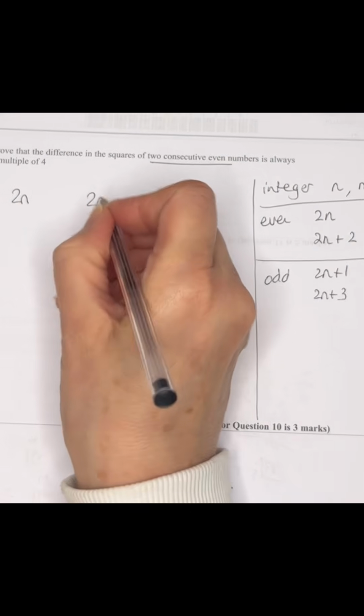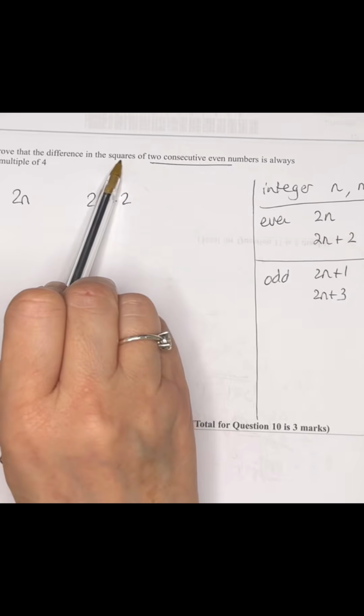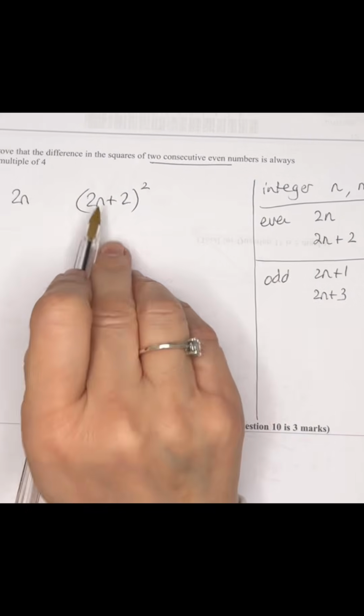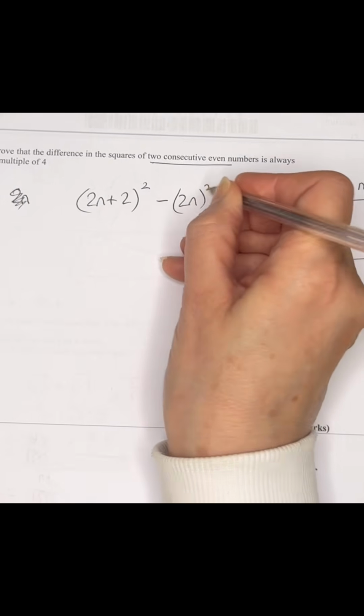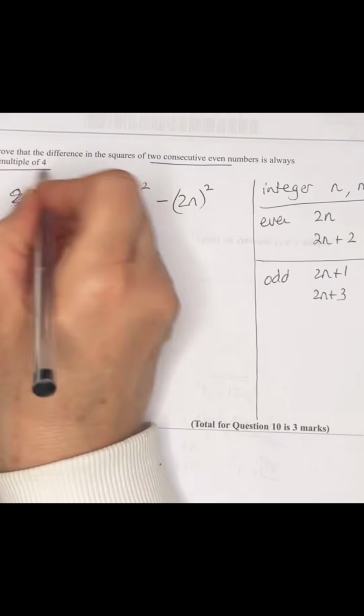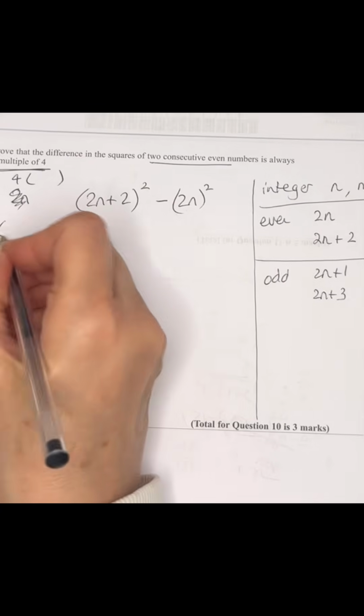So we want the squares of 2 consecutive even numbers. So the first two numbers would be 2n and 2n plus 2. And we want the squares of these, so we want to square them. We also want the difference of them, so actually it's going to make more sense if we put them this way around. Now it tells us that we want all of this to equal a multiple of 4, so we need to just keep in mind that at the end we're going to want 4 outside our brackets.